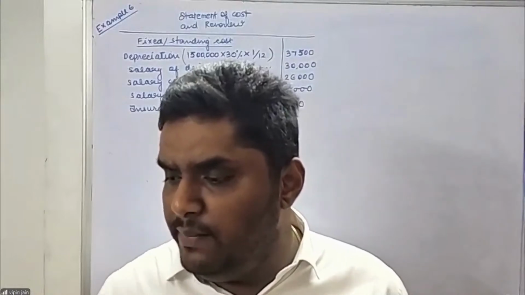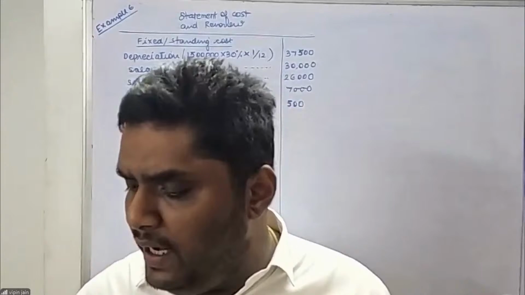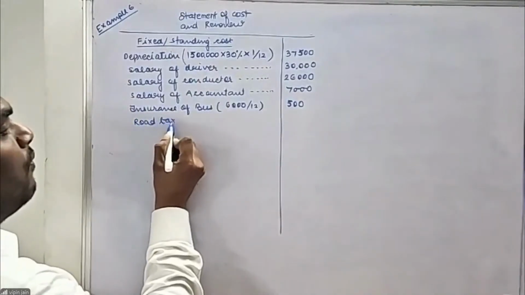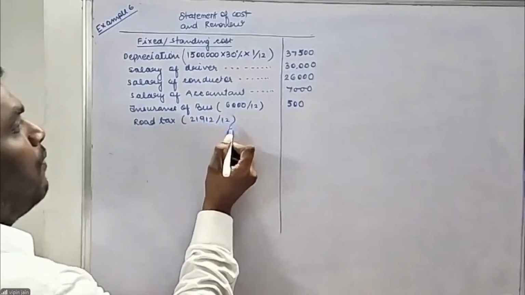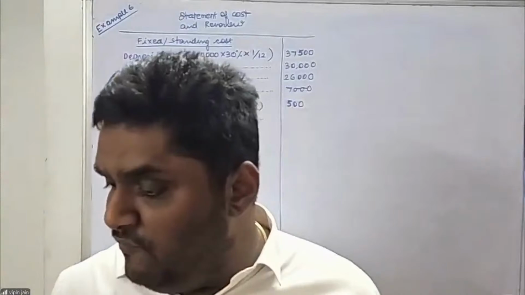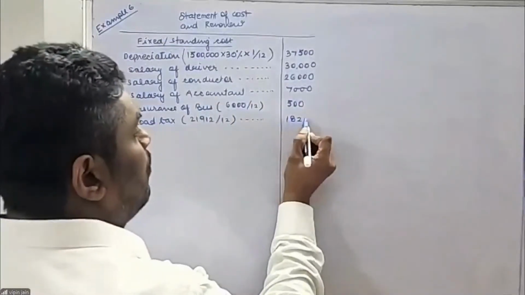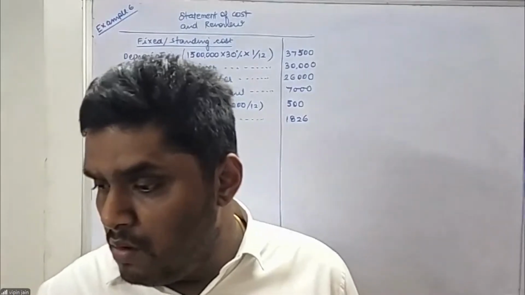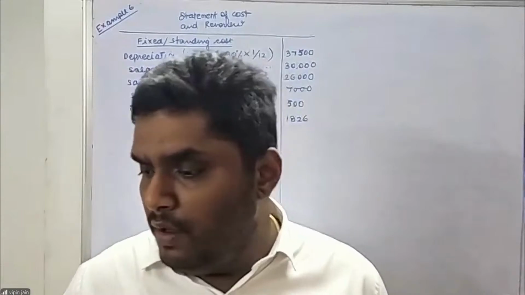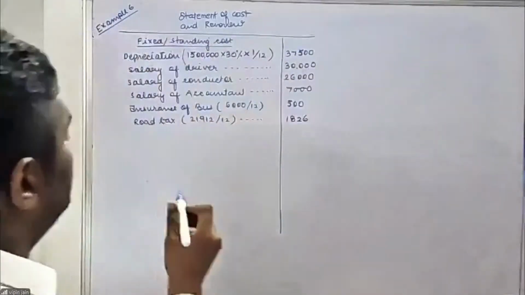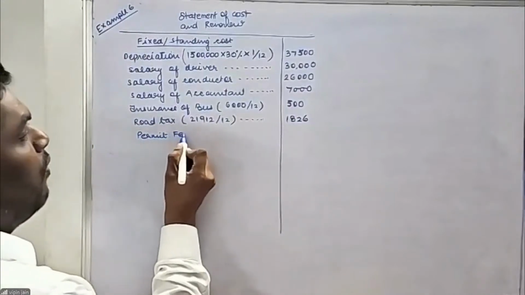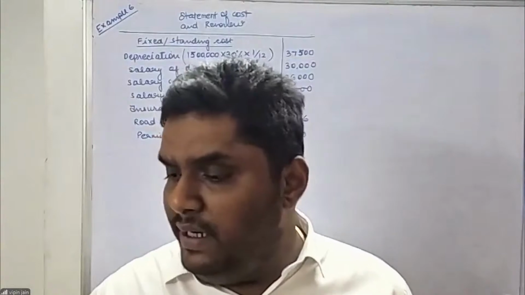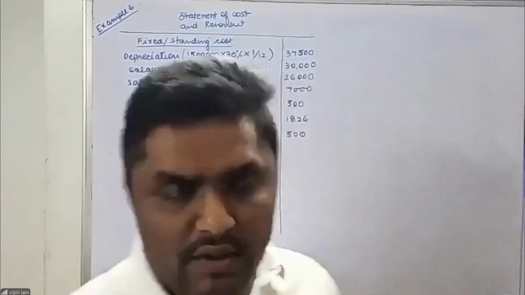Diesel is 90 per liter, so this will be variable. Road tax is 21,912 per annum. So this will be 1,826. Lubricating oil again variable. When talking about the permit fees, it is 500 per month. Repairs and maintenance will be going under maintenance cost. So that's it. This is all about fixed cost or standing cost.